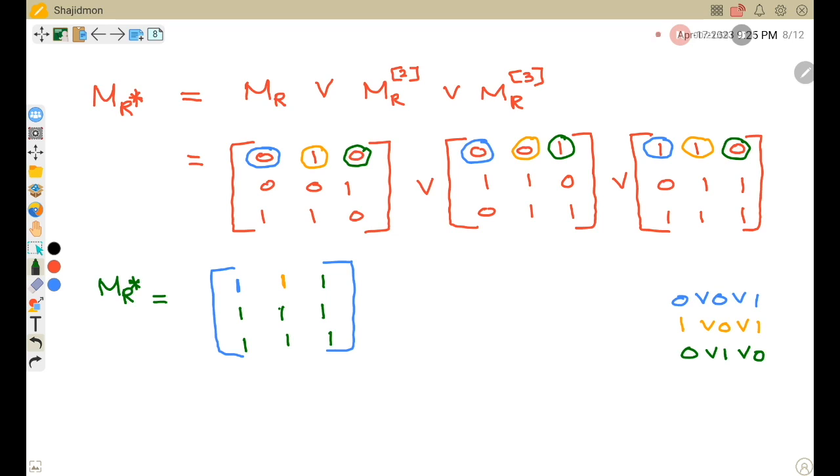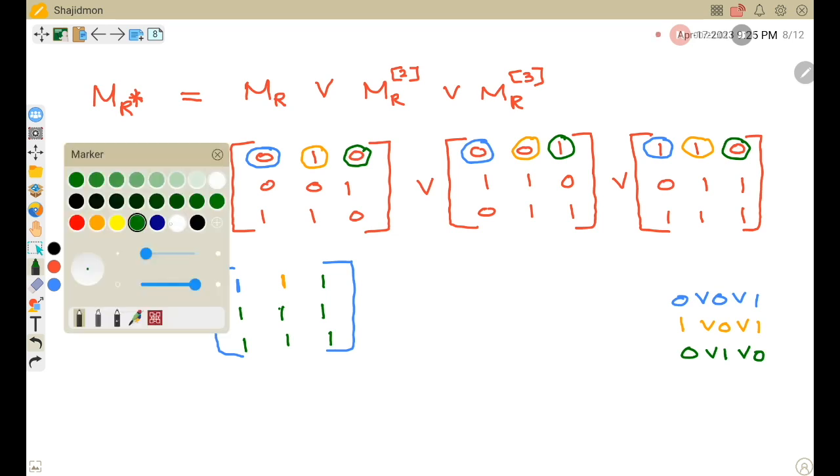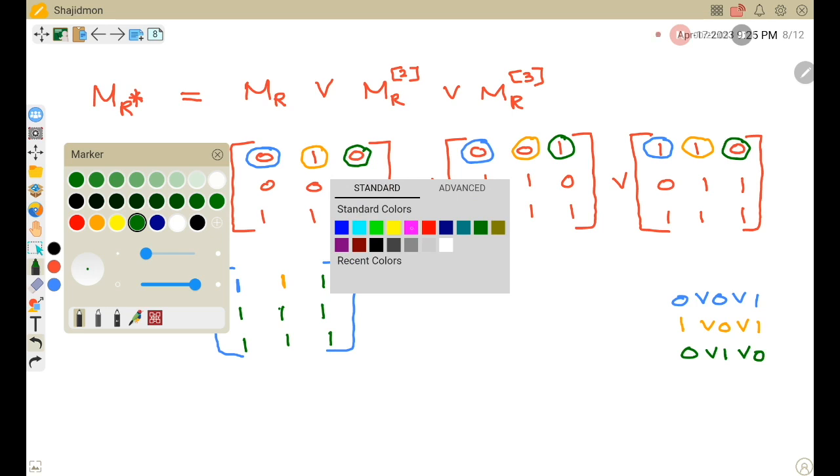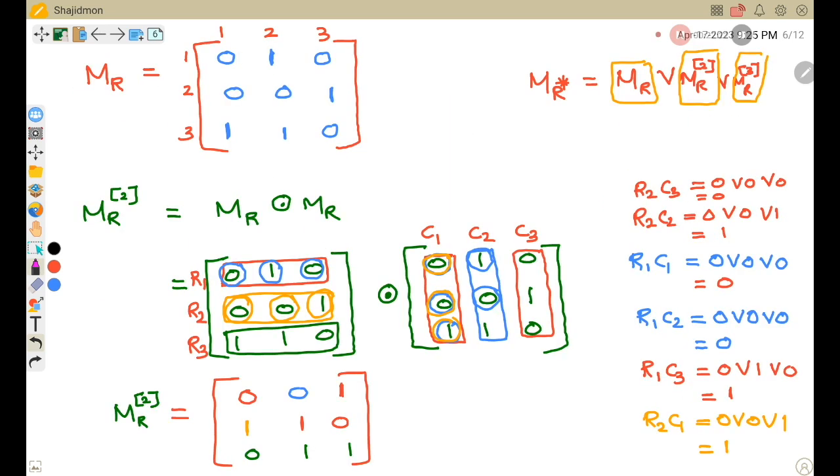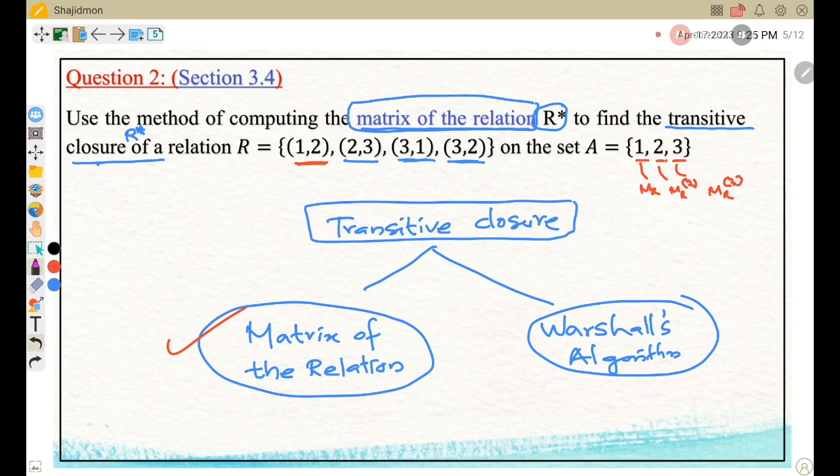Now from here I want to write the transitive closure without the matrix. So R star equals, this is MR star. M means the matrix of the transitive closure, but I want to write the transitive closure by using ordered pairs. So R star equals the set. What is our set in our question? In our question the set is 1, 2, 3. Correct? This is our set 1, 2, 3.